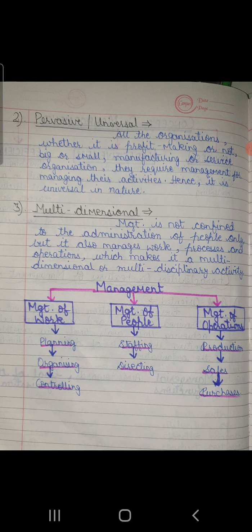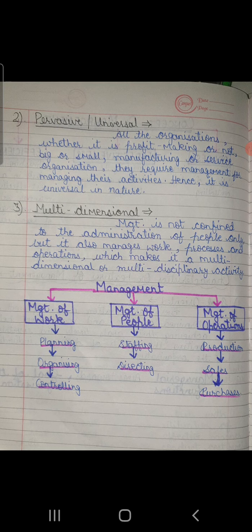Now, another feature or characteristic of management is that it is multidimensional. Now, what do you mean by this? We all know that management is a very complex activity, and it has three main dimensions. The first one is management of work, the second is management of people, and the third one is management of operations.